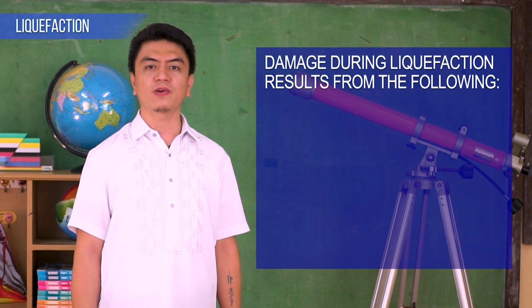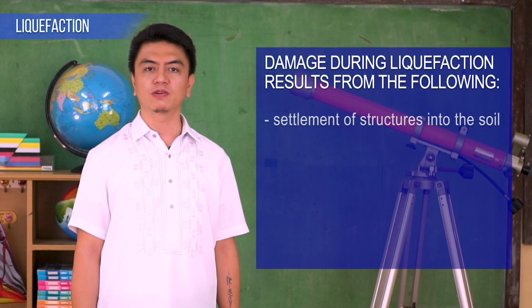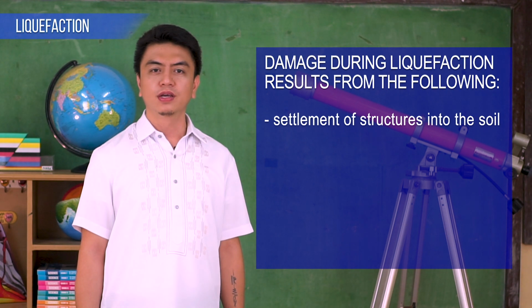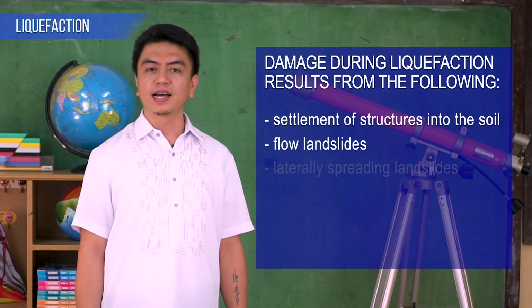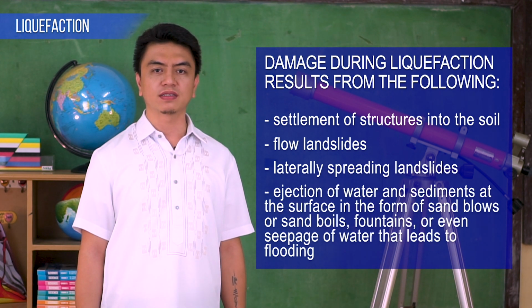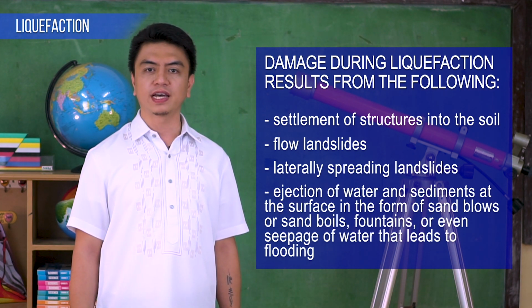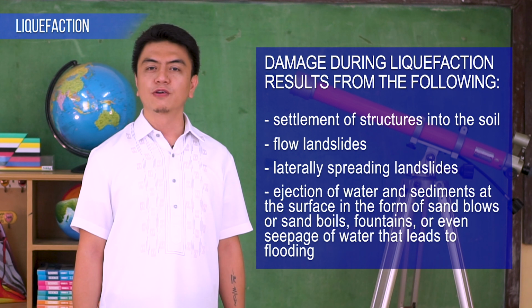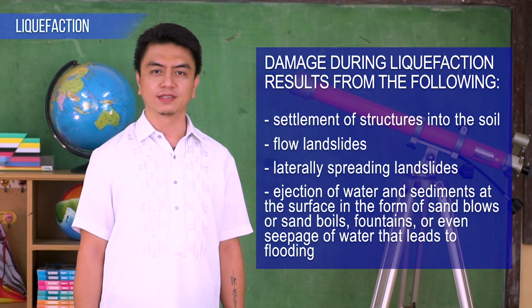Damage during liquefaction results from the settlement of the structures into the soil, flow landslides, laterally spreading landslides, and the injection of water and sediments at the surface in the form of sand flows or sand boils, fountains, or even seepage of water that leads to flooding.